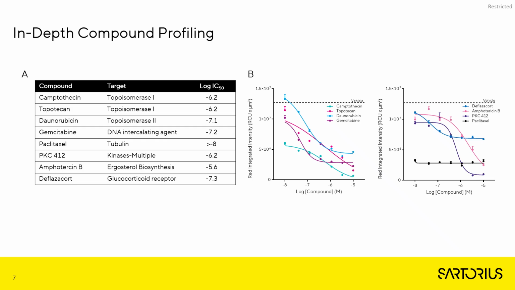Topotecan and daunorubicin, both targeting topoisomerase isoforms, display similar cytotoxic effects. Notably, gemcitabine, a DNA intercalator, resulted in a potent effect, which is 0.06 micromolar. Other active compounds such as PKC412 and amphotericin B, acting through a range of targets, displayed potent effects.